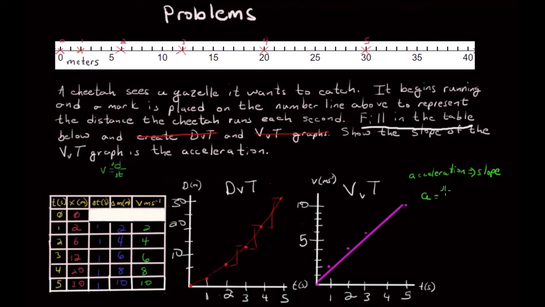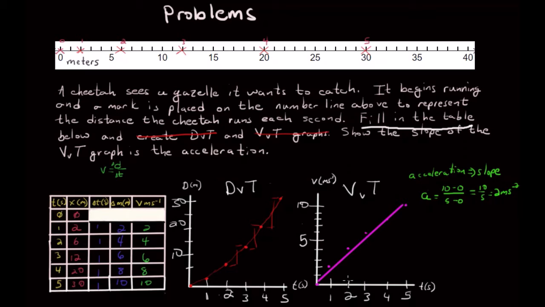So it's 10 minus 0, 10 meters per second minus 0 meters per second, over 5 seconds minus 0 seconds. And so it's 10 over 5 equals 2 meters per second squared. When you look at this, it makes sense. You can even see it up here. Every second we increase our velocity by 2 meters per second. In the first second we go 2 meters per second, so we cover 2 meters.